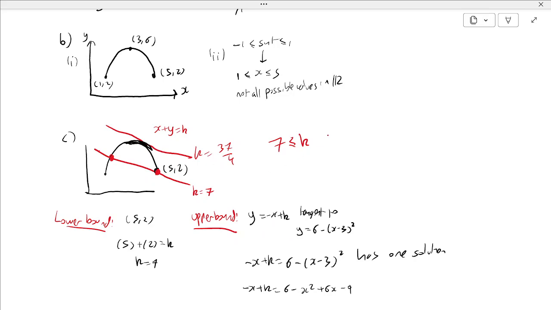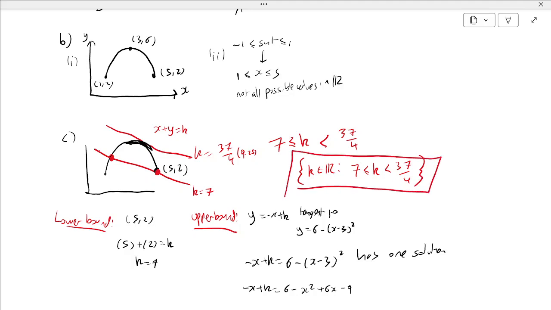For two distinct solutions, we would actually be interested in b² - 4ac greater than 0. That would give us any value of k which is strictly less than 37 over 4. I'm not including 37 over 4 because this line only has one solution. By the way, this is about 9.25 if you divide it. So any value of k in between will be a line in between, and all of those will work. So there's my final answer. I do have to write set notation, so let's do that. The set of k, where k can be any real number, such that 7 ≤ k < 37/4, and that will be the final answer for part C.